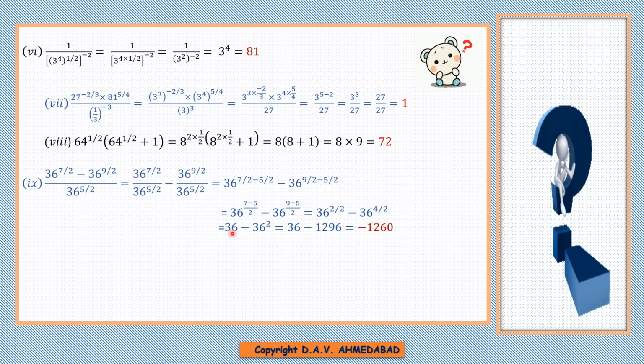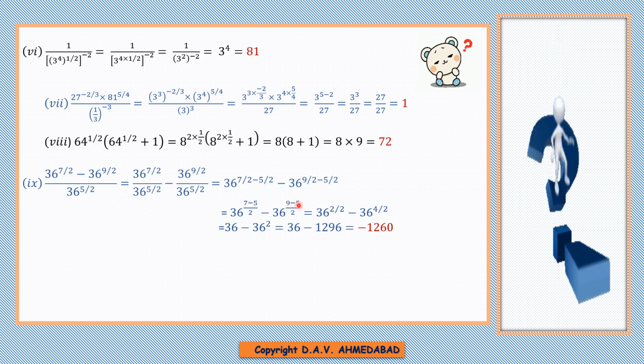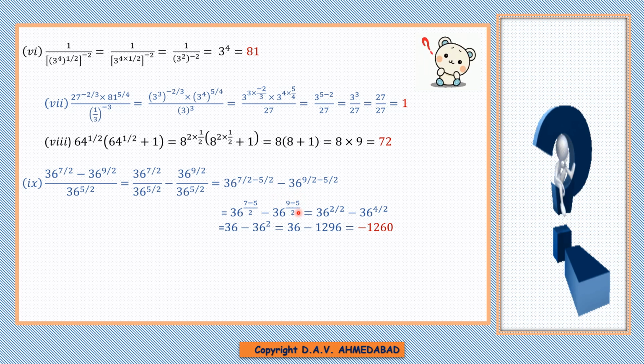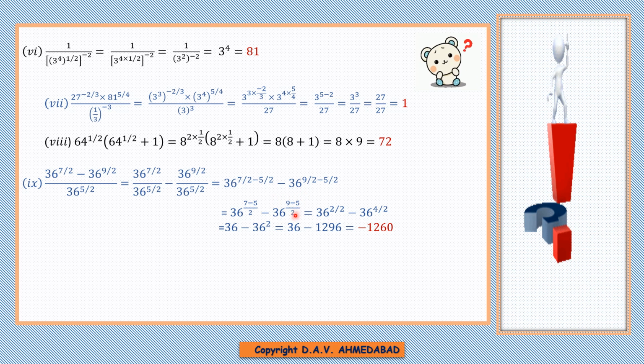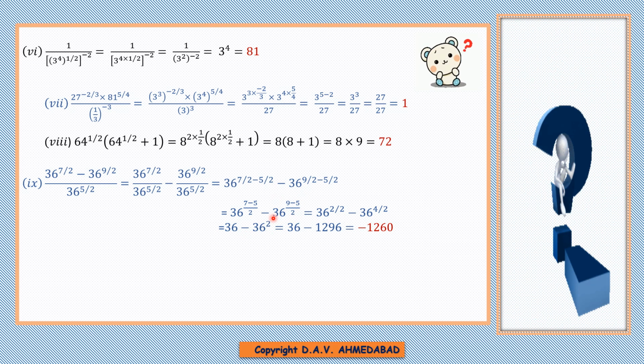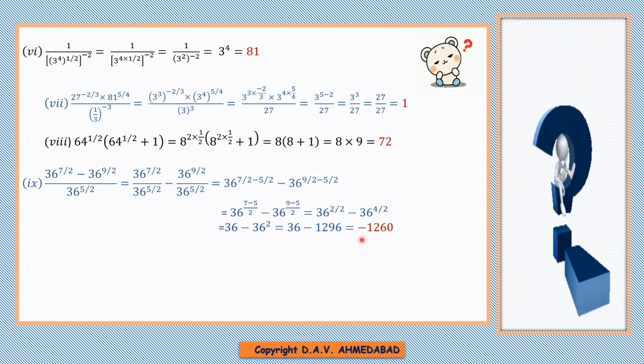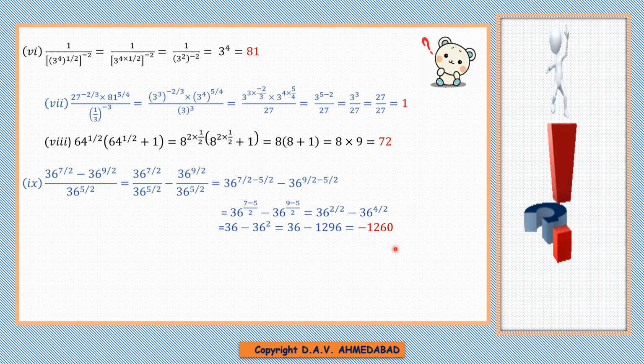So we are having 36 raised to the power 1 minus, 9 minus 5 is 4, and 4 by 2 is 2. So 36 minus 36 square. So 36 minus 1296. So answer will be minus 1260. Right?